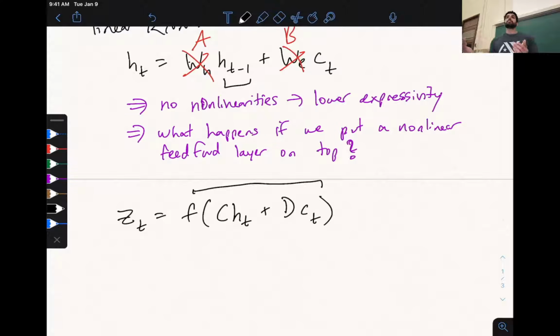Just like in transformers, we have our self-attention, we concatenate all of the multi-head representations together and pass them through a feed-forward layer. Here we have a recurrent linear layer and then a nonlinear feed-forward layer. Does that make sense? Any questions about this?